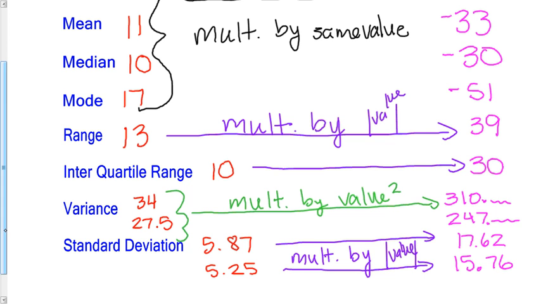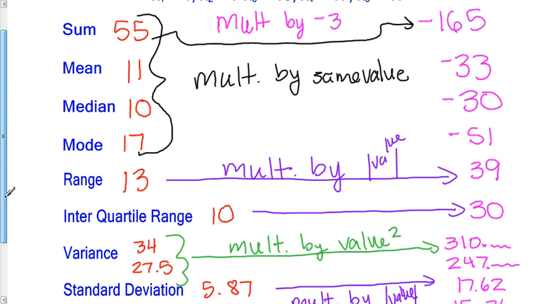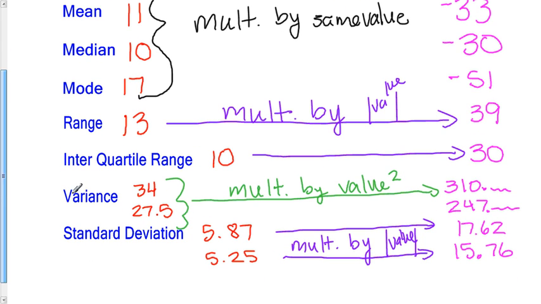And so that is everything from section 3.6. Sum, mean, median, and mode get multiplied by whatever value it is that you're increasing all the data points. The range and interquartile range and the standard deviation all get multiplied by the absolute value of the value you're going to increase those numbers with. And the variance gets multiplied by the value squared. And that is everything from section 3.6.